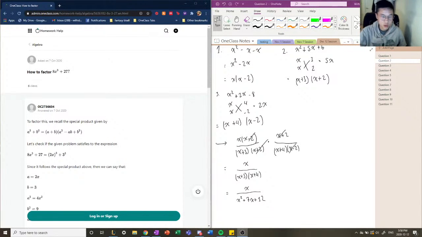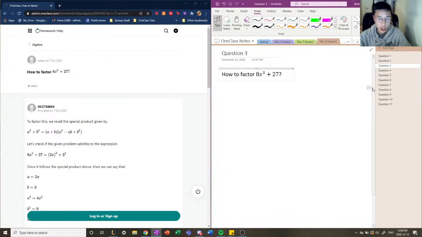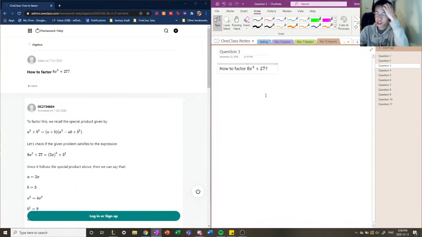Okay, so let's move on to the next question. The next question reads, how do you factor 8x cubed plus 27? Okay, so we're going to be using the sum of cubes rule to help us factor this. The sum of cubes rule basically explains that we can factor a sum of cubes in two different ways, depending on what the sign is.